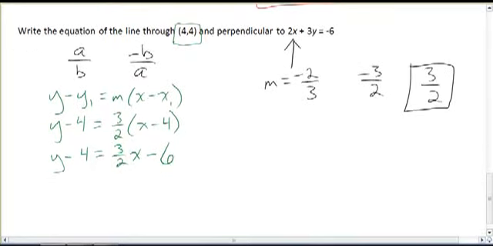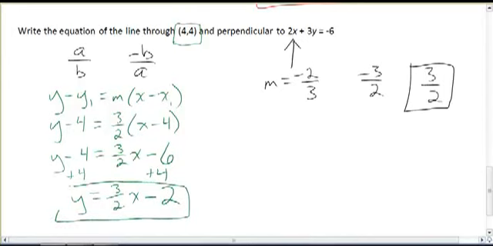And one more step. To get y by itself, we add 4. Add 4. So I have y equals 3/2 x. Negative 6 plus 4 is a negative 2, and there is my equation that I was looking for. So that line is perpendicular to the given line and passes through the point 4, 4.